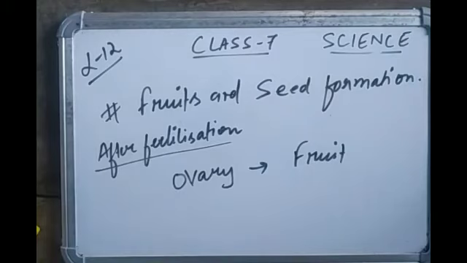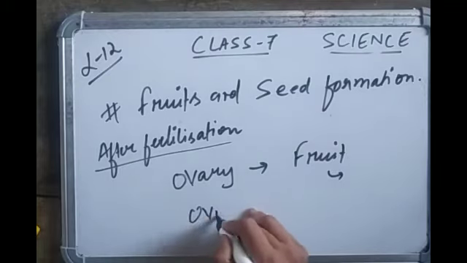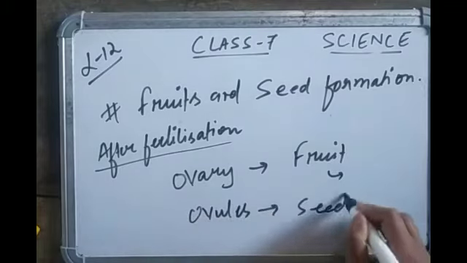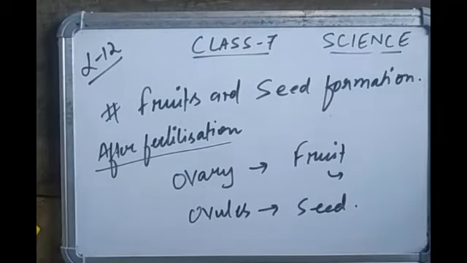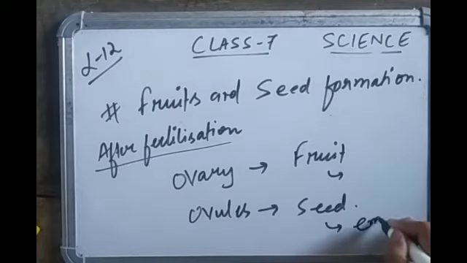The ovary becomes the fruit, and other parts of the flower fall off. The fruit is the ripened ovary. The seeds develop from the ovules. The seed contains an embryo enclosed in a protective seed coat. The seed contains an embryo.